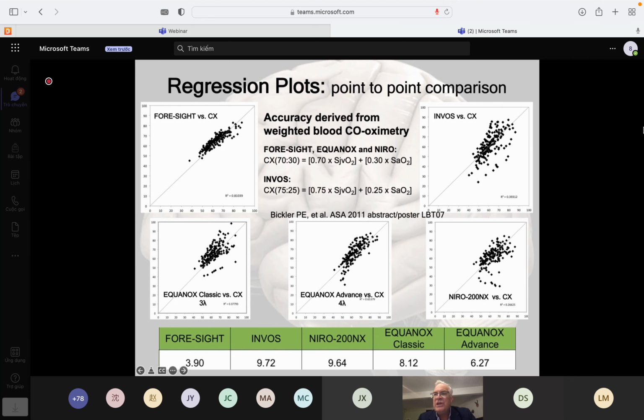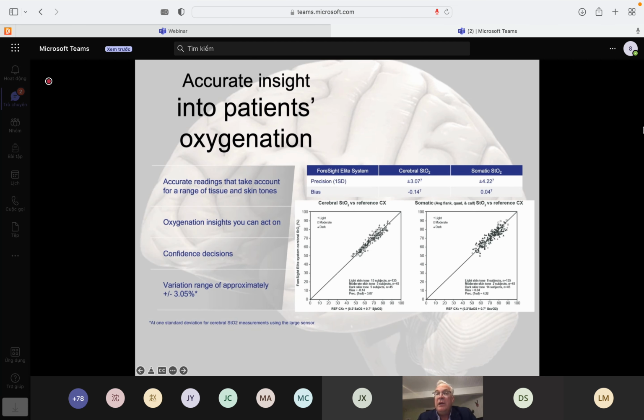This is the original Foresight information that I'm showing you here from this Bickle paper. You can see the other devices such as the INVOS or the Equanox. They look a lot more scattered. They're not as tight. You can see that the standard deviation here is much larger than it is with the Foresight. And we actually have a device that's even a step further, which is called the Foresight Elite, or the second generation. And you can see that the standard deviation here has gotten even better. It's plus or minus 3%. You can see how tight it is around here.